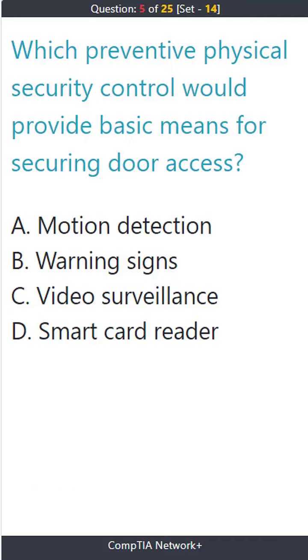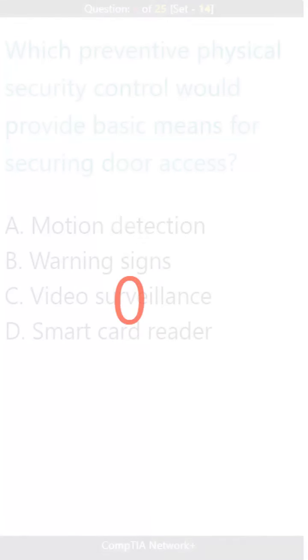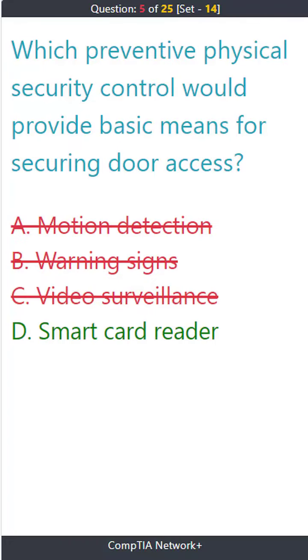Question 5. Which preventive physical security control would provide basic means for securing door access? A. Motion detection. B. Warning signs. C. Video surveillance. D. Smart card reader. The correct answer is D, smart card reader.